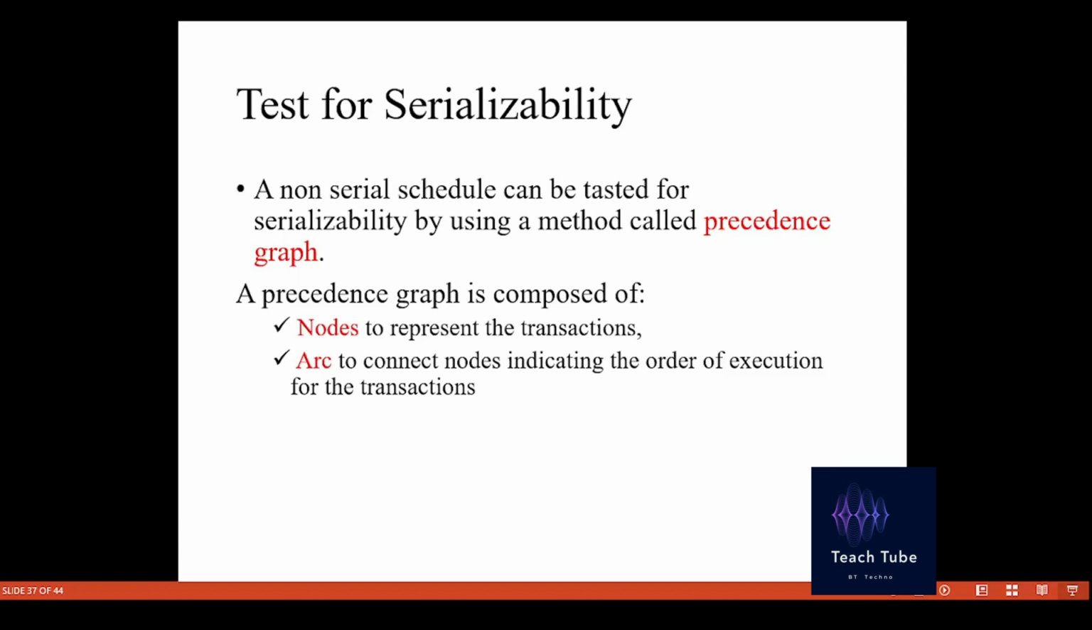A non-serializable schedule can be tested for serializability by using a method called the precedence graph. A precedence graph is composed of nodes and arcs. A node represents a transaction or a number of transactions. An arc represents the connection between nodes, or connections between transactions.